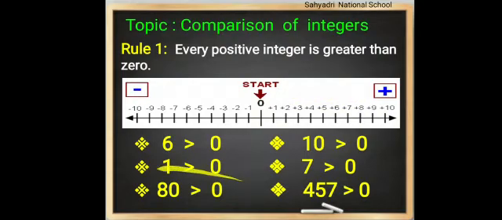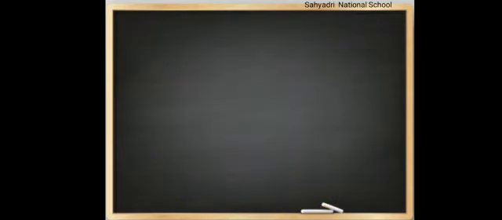Let us see the example 80 is greater than 0. As the limit of the number line that we have used here is from negative 10 to positive 10, positive 80 is not seen on the number line, but it can be plotted on the right side of the number line when we proceed to positive infinity. Thus, positive 80 is greater than 0. Similarly, positive 457 is also greater than 0. Let us see rule 2.